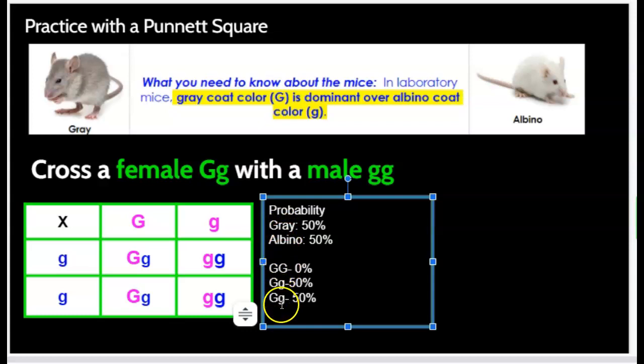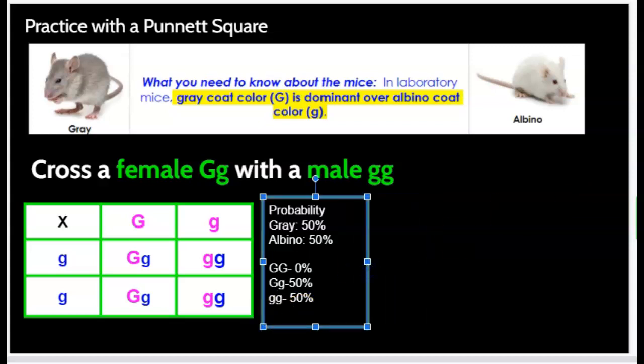If we look at genotype, there are 3 types of genotypes. You have homozygous for the dominant trait, heterozygous, and that should be little g, and then you have homozygous for the recessive trait. So we have 0% chance of having a homozygous dominant mouse. We have a 50% chance of having a heterozygous and a 50% chance of having a homozygous recessive.